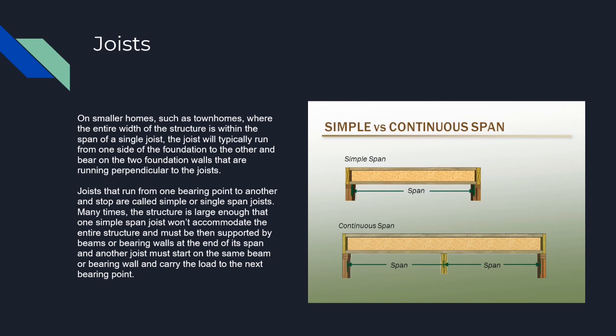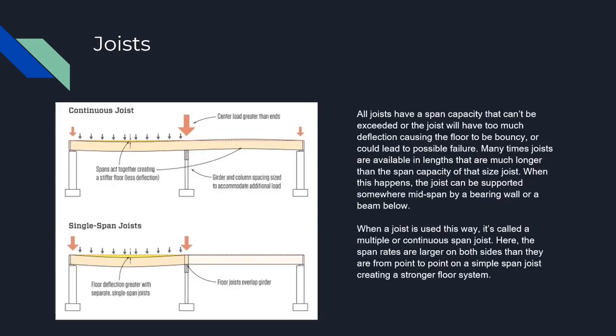Many times the structure is large enough that one simple span joist won't accommodate the entire structure and must then be supported by beams or bearing walls at the end of its span, and another joist must start on the same beam or bearing wall and carry the load to the next bearing point. All joists have a span capacity that can't be exceeded, or the joist will have too much deflection, causing the floor to be bouncy or could lead to possible failure.